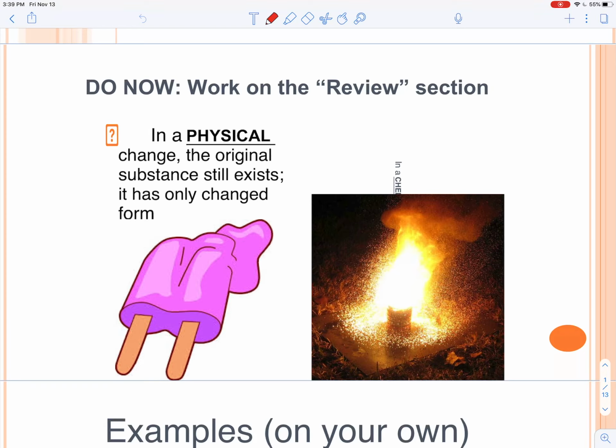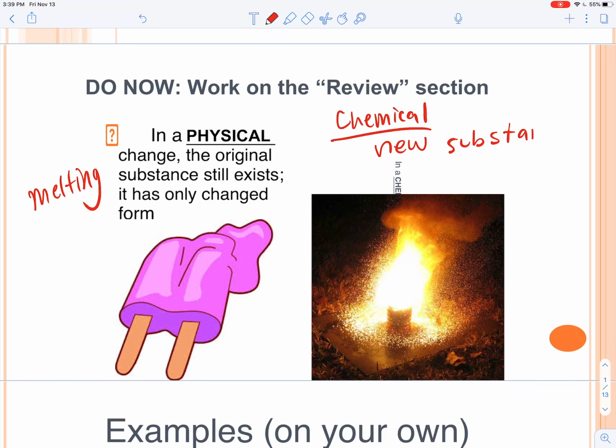Physical change versus chemical change. In a physical change, the original substance still exists. It only changes form. Stuff like melting ice, right? You still have the same thing. If you melt ice, you still have H2O. But in a chemical change, you get a new substance. So that's the key thing here: we get something new in a chemical change, whereas in a physical change, it stays the same.